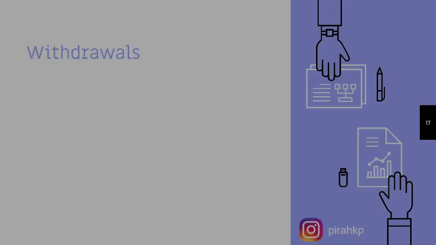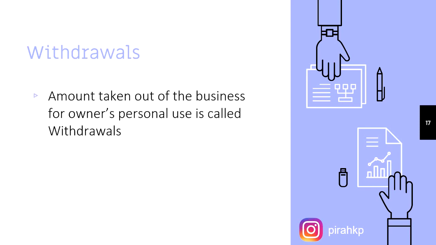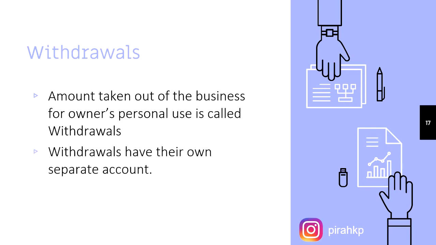That's capital. Withdrawals. Alright, remember when we did a drawing transaction in the accounting equation video? Alright, so there are some times when owner takes money out of the business for his personal use. That money is recorded under withdrawal account. They have their own separate accounts and every transaction, every drawing is recorded in this account.